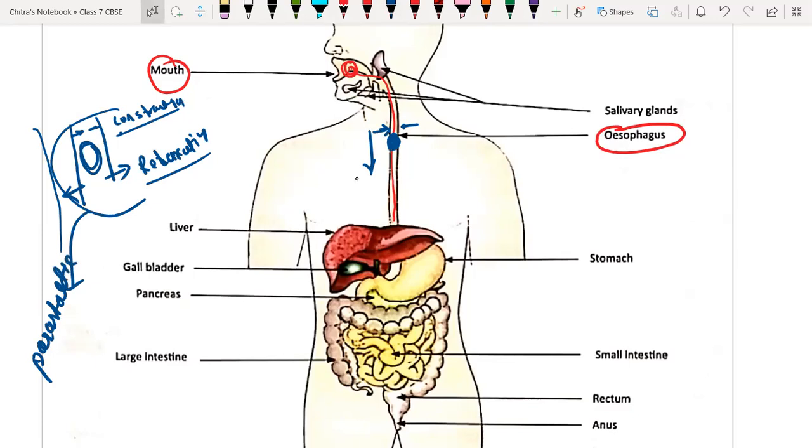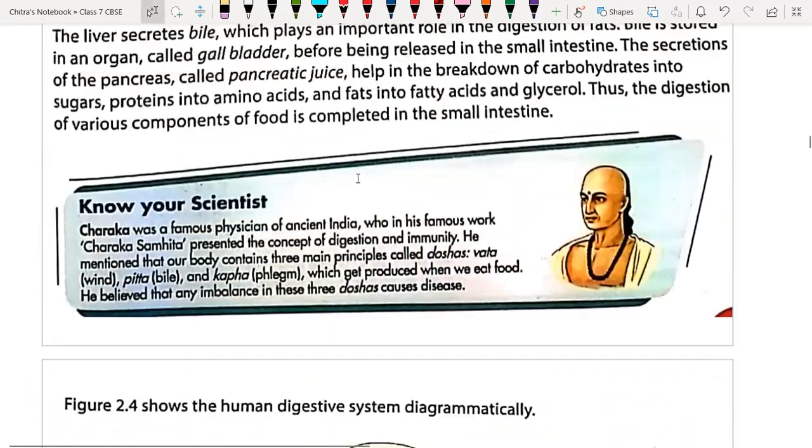It is called peristaltic movement. What is peristaltic movement? The passage of food in the esophagus due to contraction and relaxation of muscle is called peristaltic movement. Then food reaches the stomach. We will discuss that later.